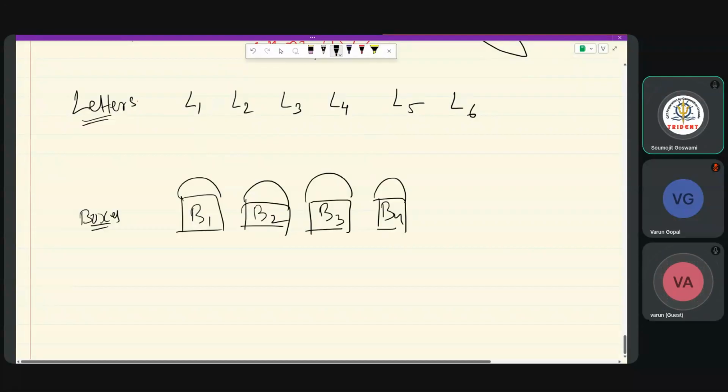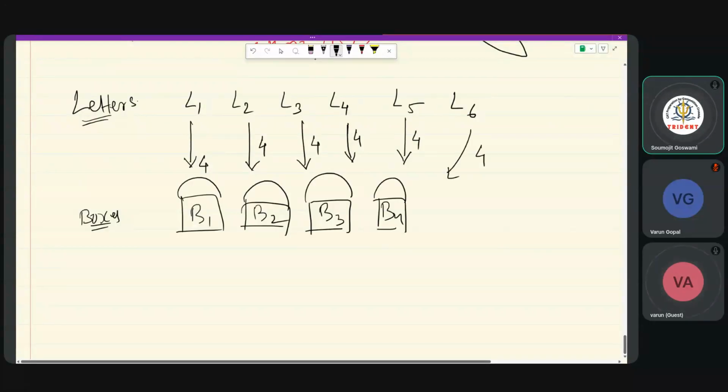So the first letter will have a preference of 4, the second will also have a preference of 4, the third, fourth, fifth and sixth will also have a preference of 4. So it is going to be how much? 4 into 4 into 4 into 4 into 4 into 4, that is 4 raised to the power 6. And this is not equal to 6 raised to the power 4.